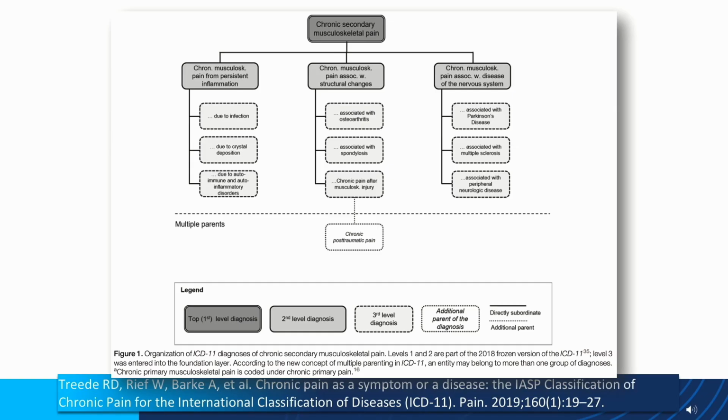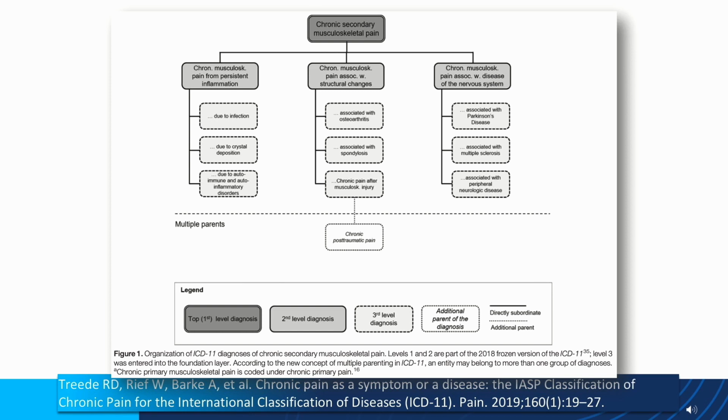Just to pause on chronic secondary musculoskeletal pain, again pretty straightforward, but you've got pain that is musculoskeletal in nature following an inflammatory condition, so infections, crystal depositions, and the autoimmune inflammatory conditions. You've got the musculoskeletal conditions that are associated with some form of structural change. I hear a lot of patients say to me that the surgeon told me that my bones are brittle, they're like dust, they're turning to dust, and it's not true. We should be saying that your body is aging. Your body's not deteriorating, your body's aging. There are some structural changes that happen to all of us at some point.